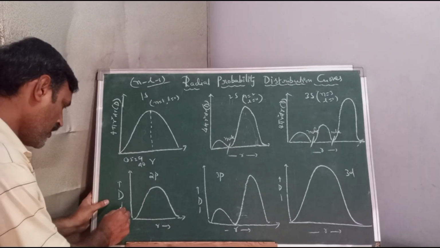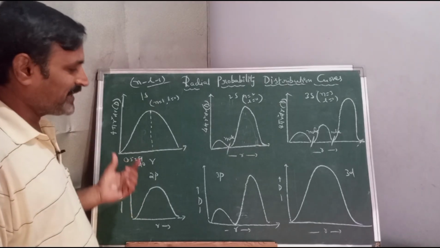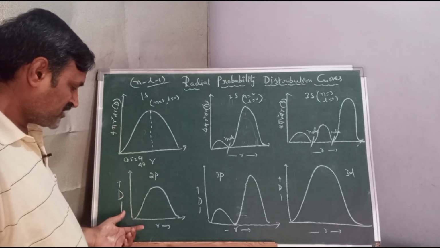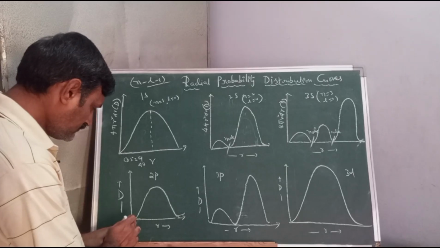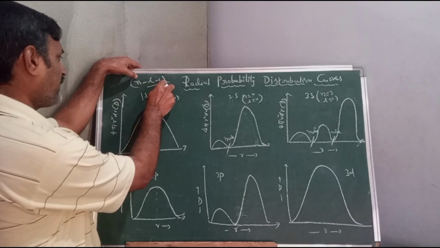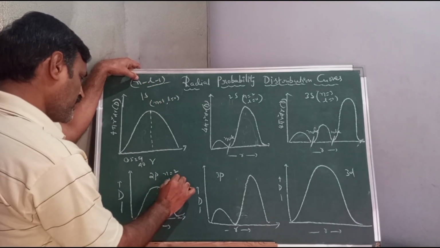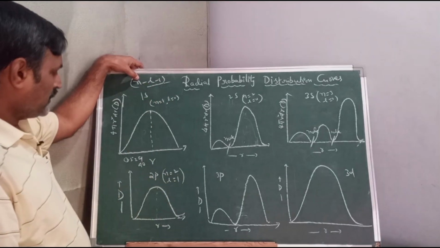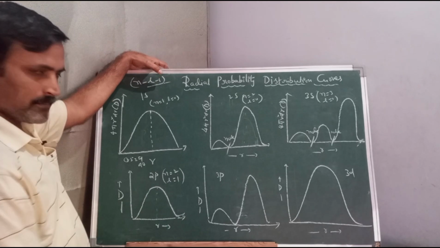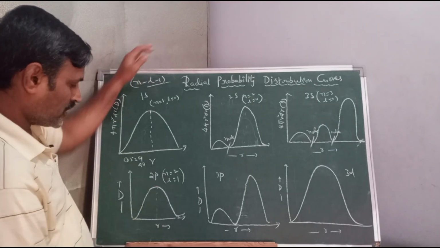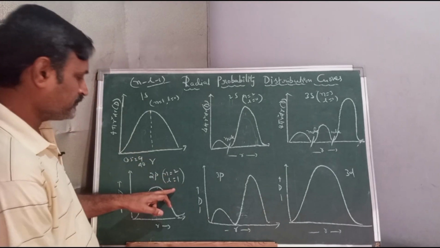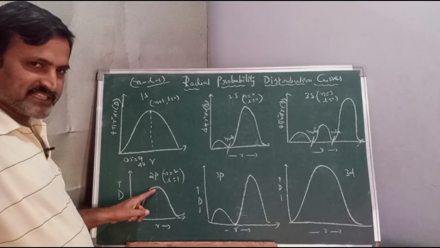Coming to the 2p orbital, over the y-axis we are observing the distribution, the radial probability 4 pi r square dr, and here the 2p has one peak. If you find n minus L minus 1, here n is equal to 2 and L is equal to 1 for the 2p orbital. Put 2 minus 1 minus 1, that is 0. That means there is no node in the 2p orbital graph, and n minus L gives 1, which is the number of peaks.